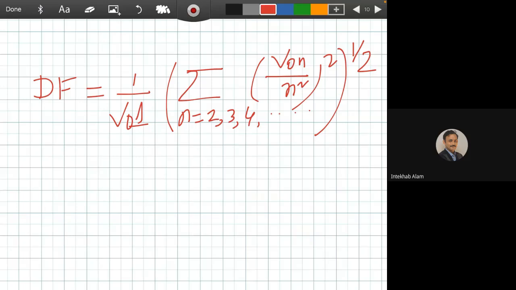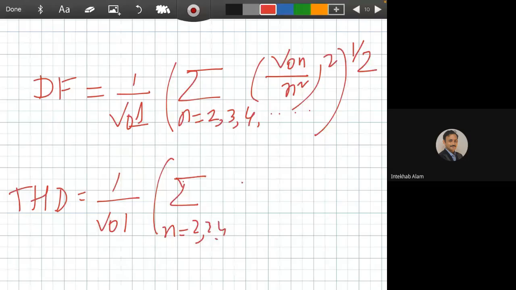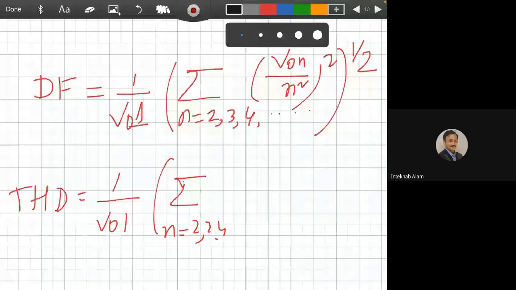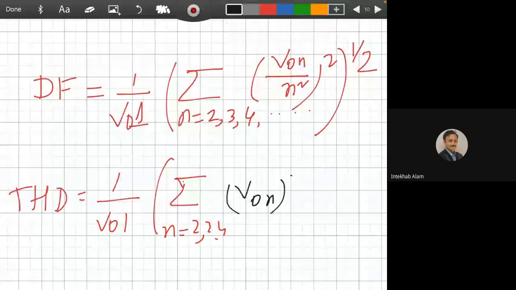Okay, so the difference between total harmonic distortion and distortion factor is only this part. If we write THD here, then sum n equals 2, 3, 4, and so on, VON square and root over.